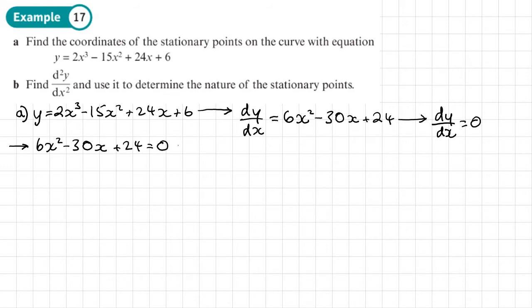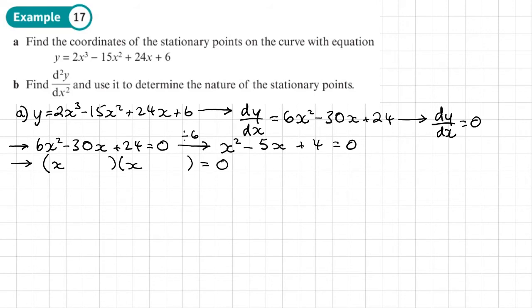So this is going to be a quadratic. Let's divide everything by 6. Everything can be divided by 6, so we end up with x squared minus 5x plus 4 equals 0. So this can be factorized. I'll have x in both brackets. Now we want to get 4, so it's going to be 4 and 1 if we want to get 5.